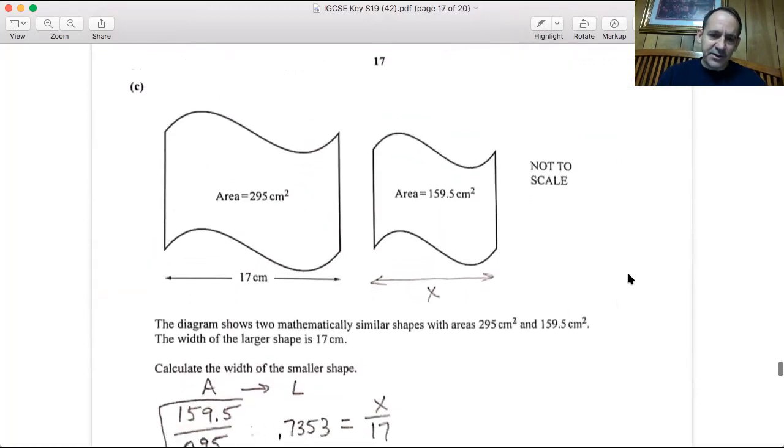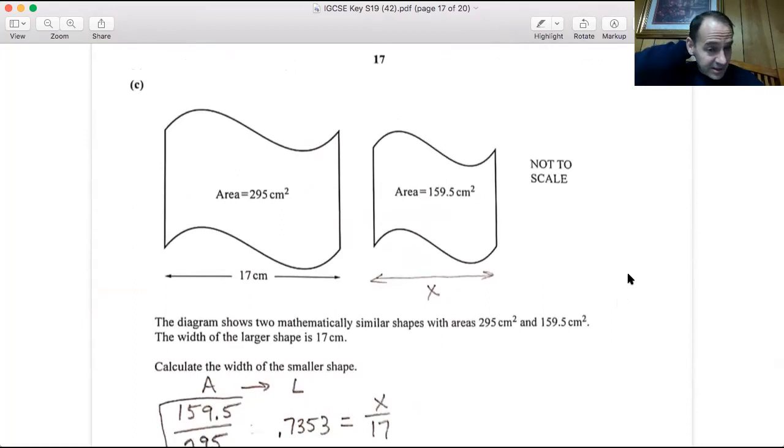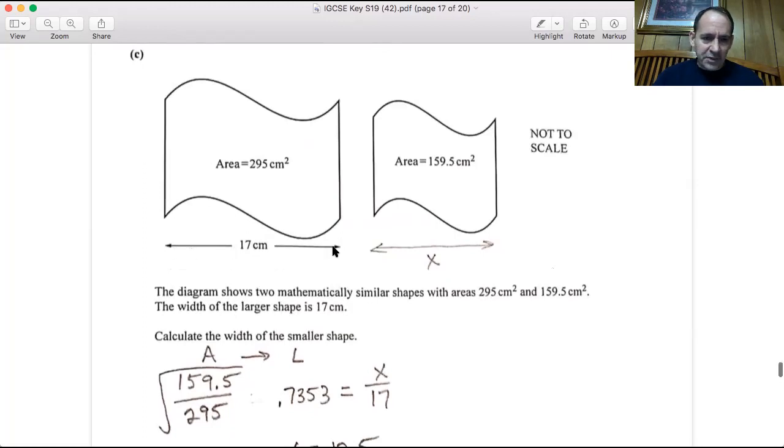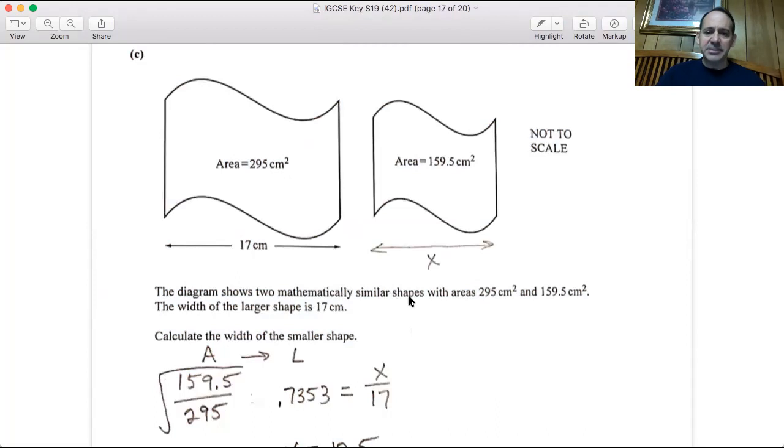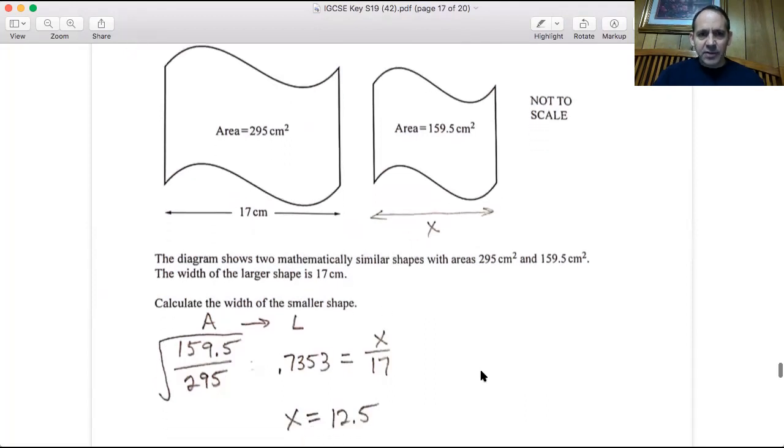Moving on, we have this similarity of these two shapes, looks like waving flags. And we have the areas given of both. We have the width here of 17 centimeters and an unknown width. So the diagrams are said to be mathematically similar shapes, and the width of the larger is 17, calculate the width of the smaller shape.